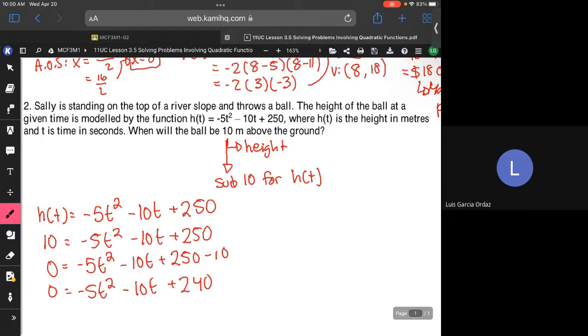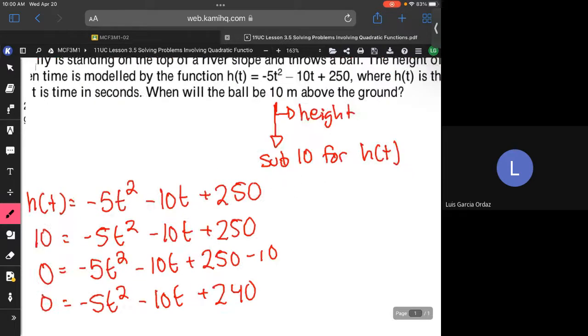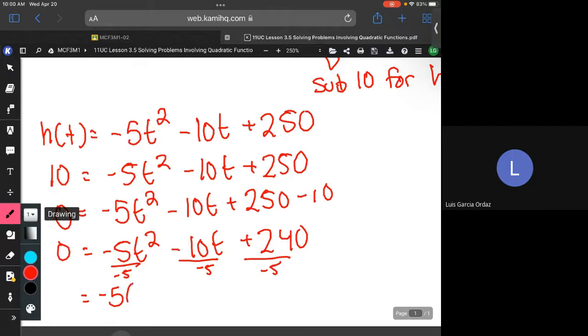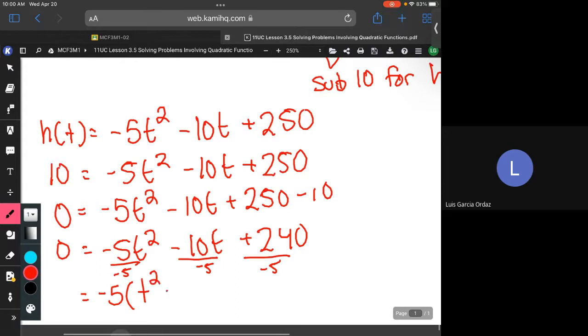So before we go doing sum and product, am I able to divide these three numbers by any one specific number? Negative 5. So I'm going to divide everything by negative 5. Can someone tell me what is left in my bracket then? It would be t squared plus 2t take away 48. Perfect. So now I'm left with a simple trinomial that I can factor.